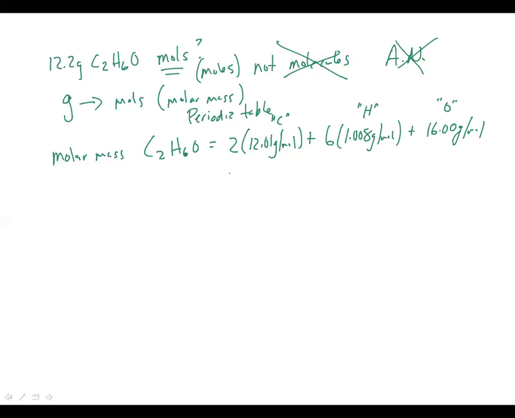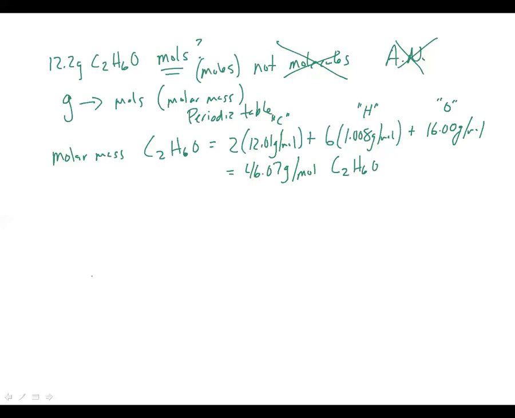And again, the molar mass would be, if we add all that together, 2 times 12.01 plus 6 times 1.008 plus 16, which gets us 46.07. And again, what that means is there are 46.07 grams for every 1 mole, which is our molar mass of C2H6O. And in this case, we're going to use this as a conversion factor.